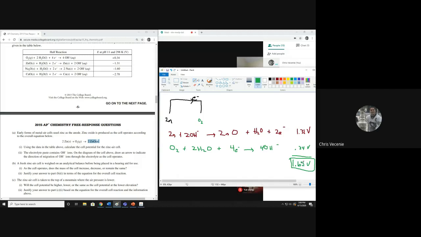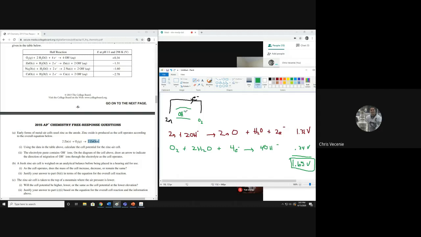All right. Number 2 says the electrolyte paste contains OH negative. So here's my paste, which you guys told me is the salt bridge. And it says there's OH negatives in there. On the diagram of the cell above, which I sort of have sketched here, draw an arrow to indicate how the OH negatives are going to move as the cell operates in the salt bridge.